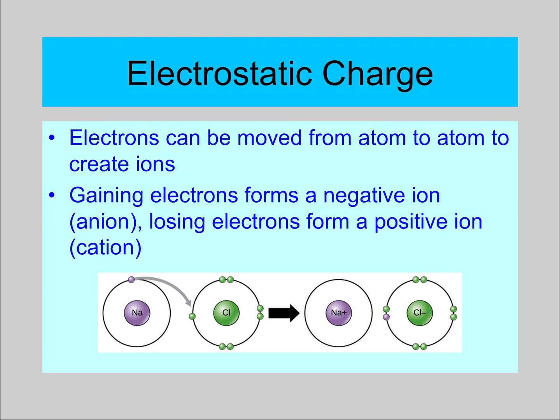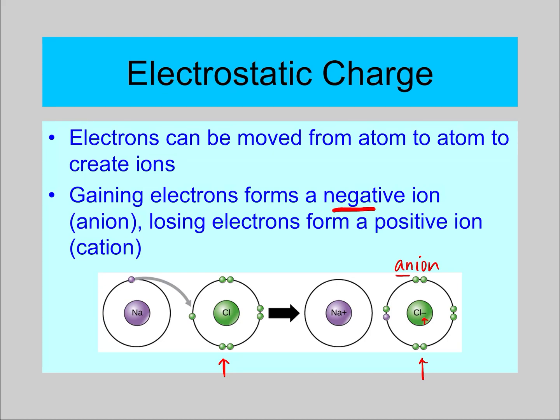Now, electrostatic charge happens because electrons can be moved from one atom to another atom to create ions. So here we have sodium and chlorine. They're two elements on the periodic table. And we can see that the arrow here represents that sodium loses an electron to chlorine, who gains that electron. So when electrons are gained by something like chlorine, they are gaining something negative, and they're going to become negative. And that's what this minus sign right here represents, is now chlorine is negative. We're going to call these negative ions anions.